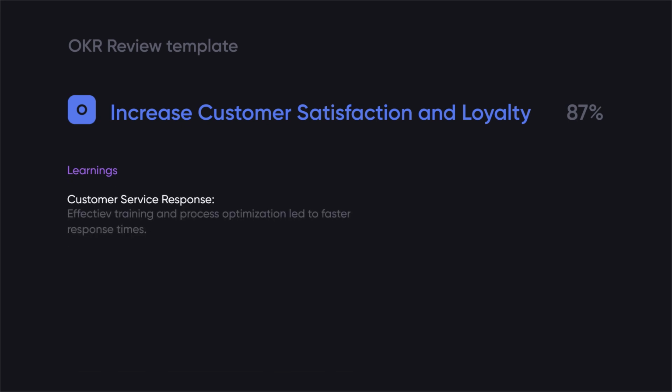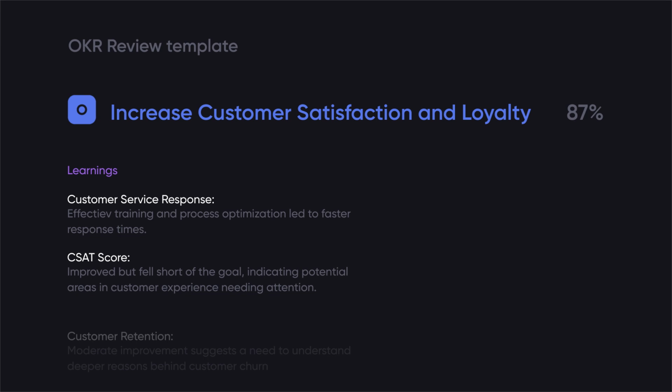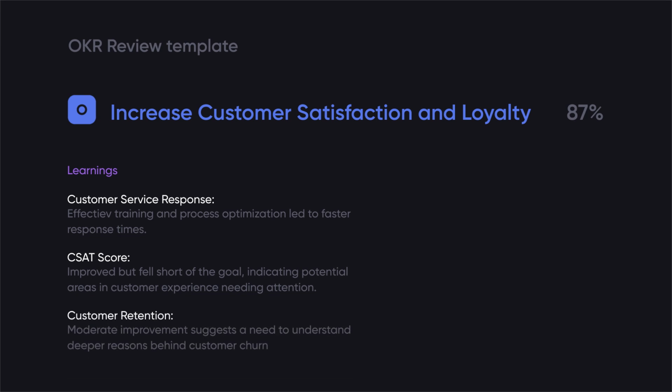Effective training and process optimization led to faster customer service response times. The CSAT score improved but fell short of the goal, indicating potential areas in customer experience needing attention. Insights on customer retention highlighted specific challenges and opportunities. This review serves as a pre-retrospective, gathering data to focus on during the retrospective session for future improvements.